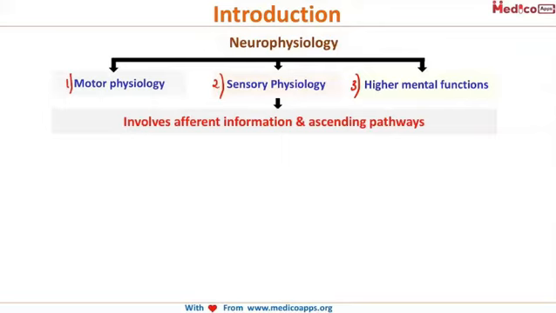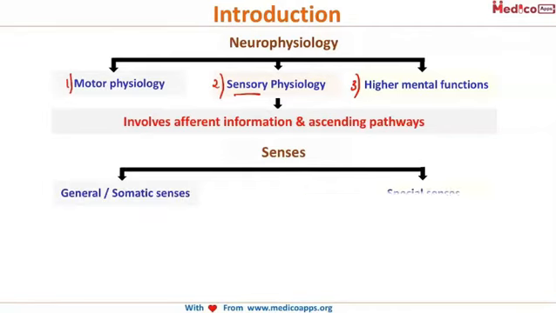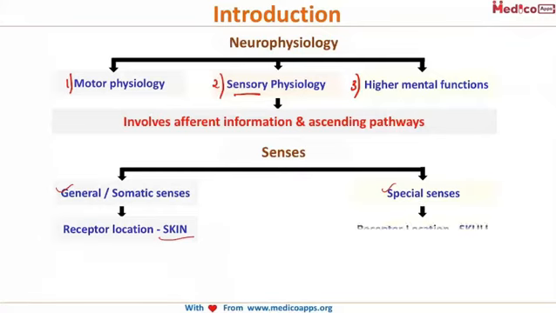When I say sensory physiology, we understand that it deals with the senses. These senses are again broadly classified into two types, the general or the somatic senses and of course the special senses. So the general senses are also known as the somatic senses. Where are these receptors for the somatic senses located? They are located majorly in the skin. But those for the special senses are located in the skull.